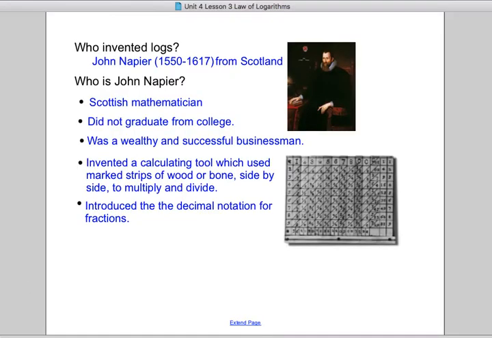So, who invented logs? John Napier from Scotland. Who was he? He was a Scottish mathematician. He did not graduate from college, was a wealthy and successful businessman. He invented a calculating tool which used marked strips of wood or bone side by side to multiply or divide. So if you've ever seen kind of this lattice work off to the side. And then he also introduced the decimal notation for fractions. So he's probably one of your favorite people because I know you guys prefer decimals over fractions.